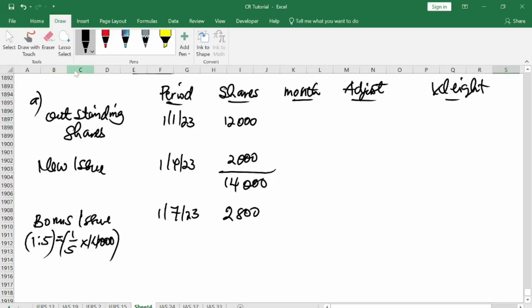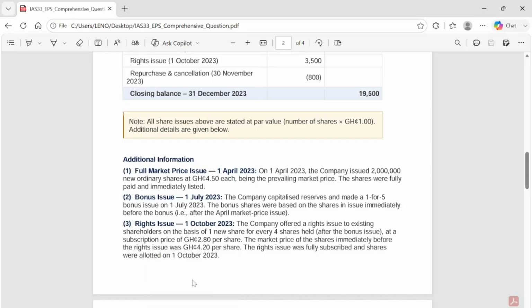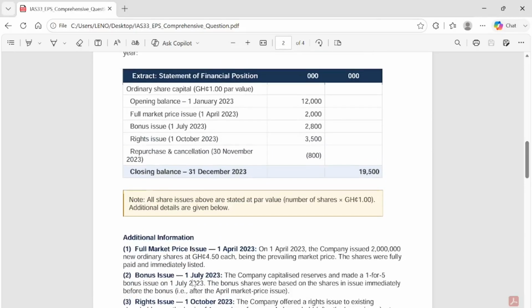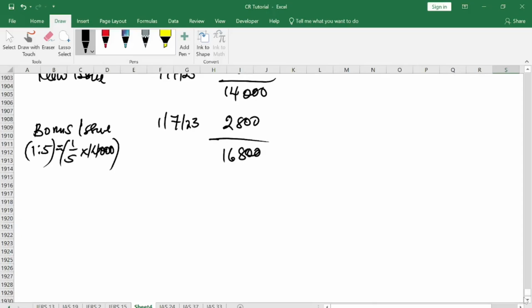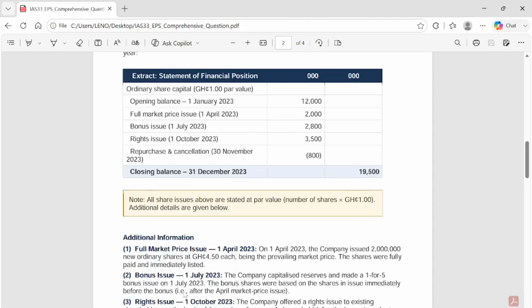2,800. Let us confirm from the table. That's what you have here. You see it, 2,800, right? Confirmed. Then you sum it up. So when you sum it up, what do you have? That gives you 16,800. Then let's see if they did issue another one.